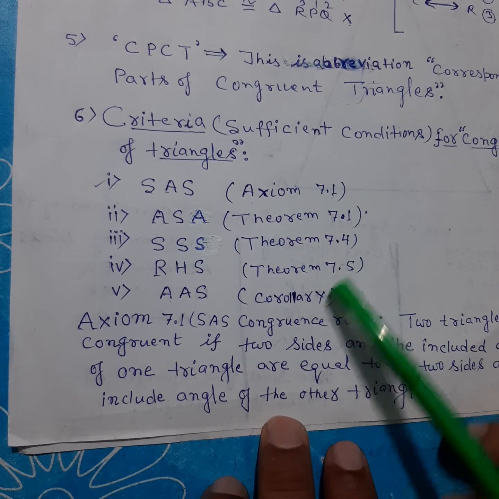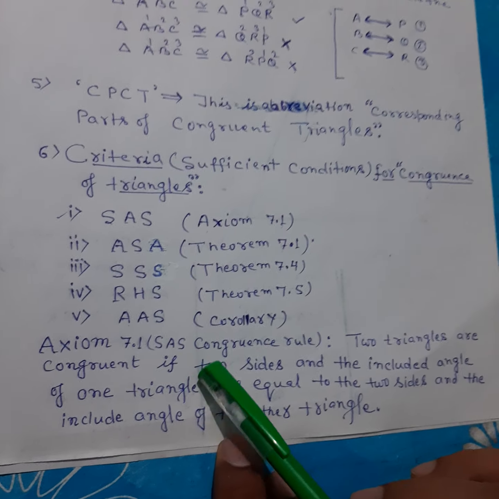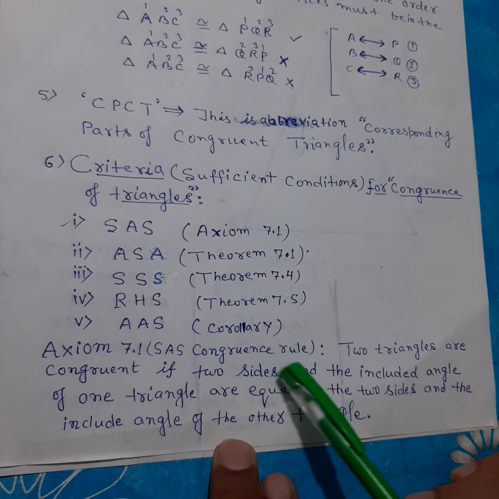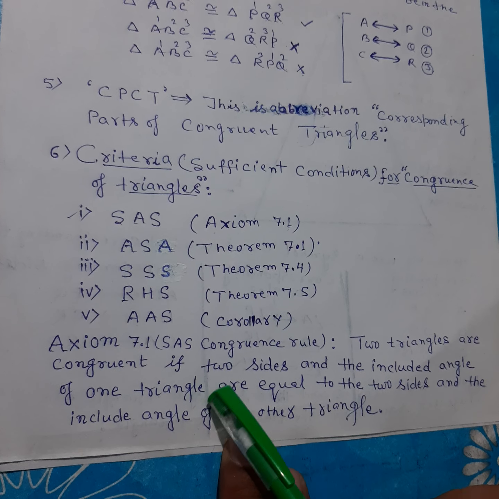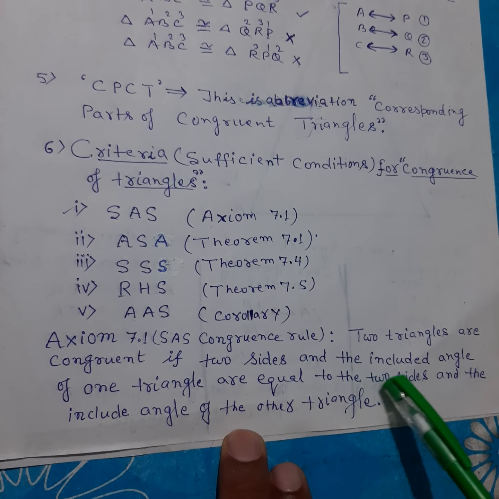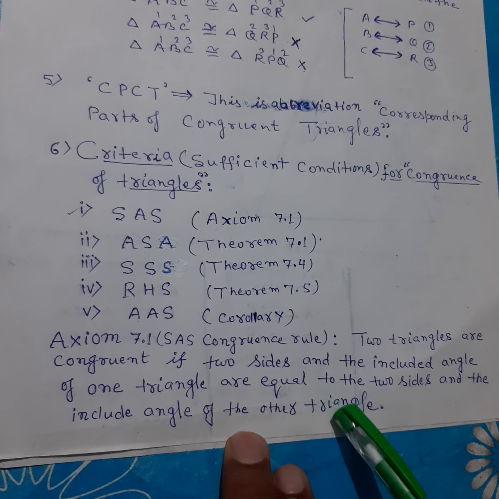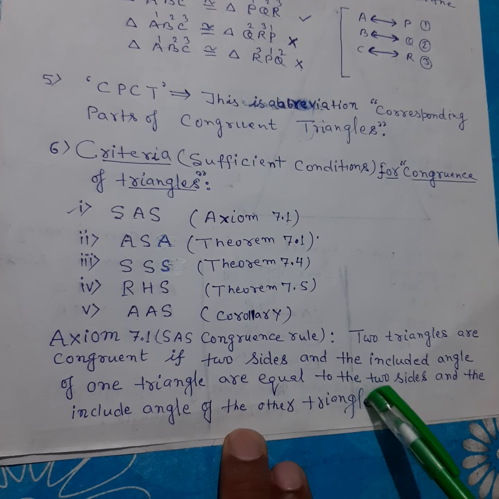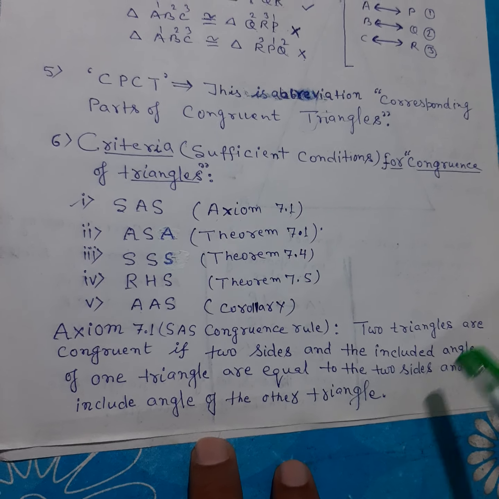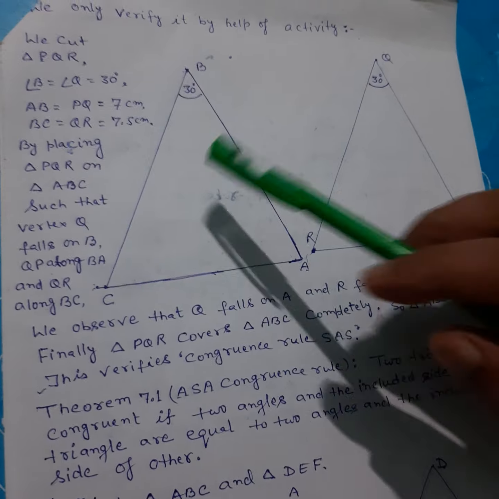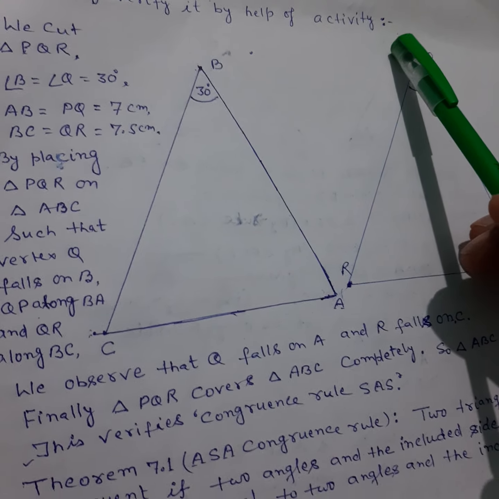Very first we start from axiom 7.1. It is also said to be the SAS congruence rule. Two triangles are congruent if two sides and the included angle of one triangle are equal to the two sides and the included angle of the other. We only verify it with the help of an activity.